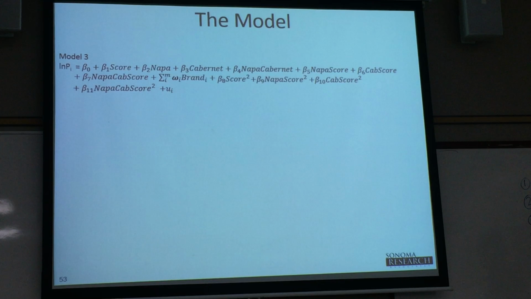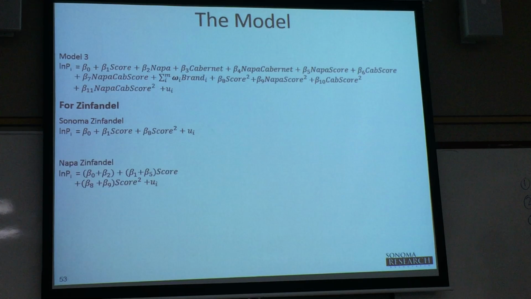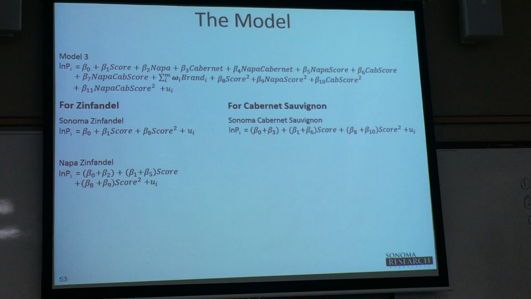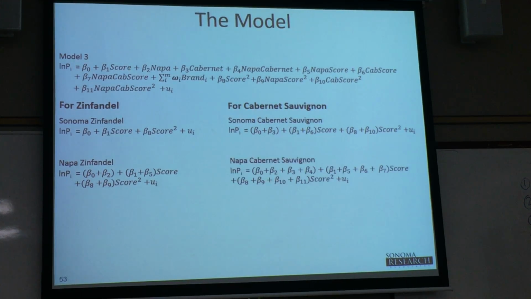Oh, and then Paragon. All right, for Zinfandel, we got that. That's our base category. Everything zeroes out for Zin. You gotta love Zin, just for that reason alone. Here's our equation for Napa Zin. Here's our equation for Sonoma Cab. And here's our equation for Napa Cab.